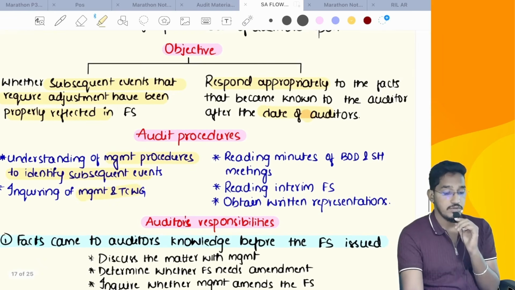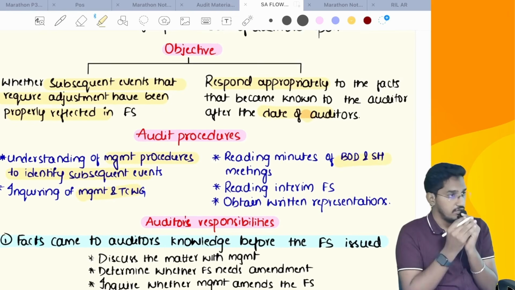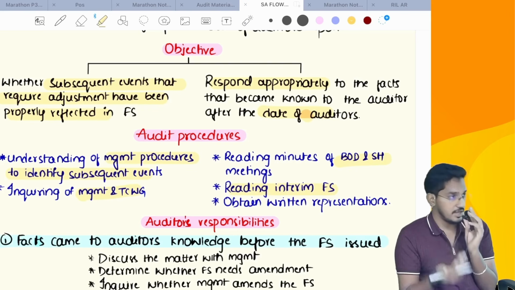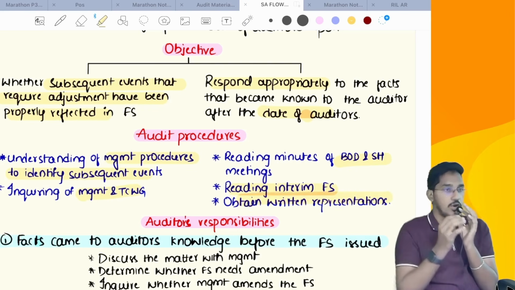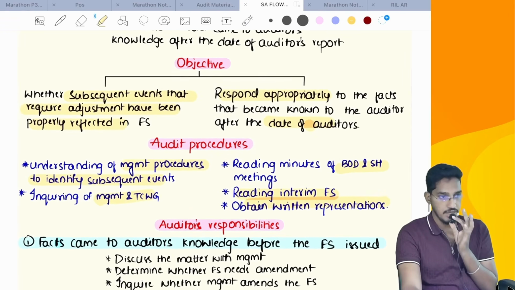And also read the minutes of the meetings of the board of directors and shareholders, especially those which have taken place after the date of the financial statements. Read the interim or quarterly financial statements, if they are ready, or even obtain written representation. So you perform all these steps and you have to find out the subsequent events.